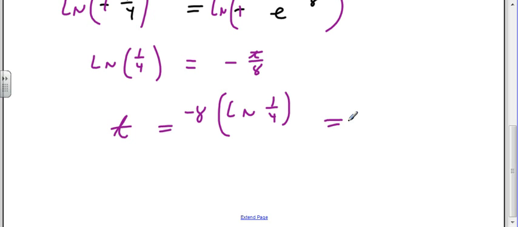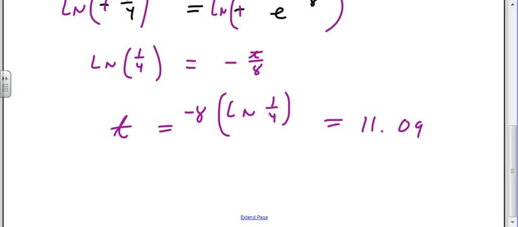Natural log. Where's my odd button? Natural log of 0.75 times 8. And it looks like I've got 11.09. And that would be in seconds.